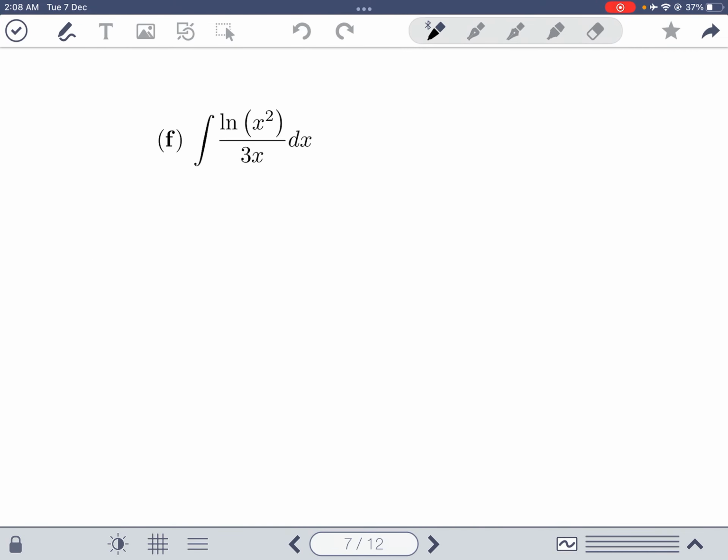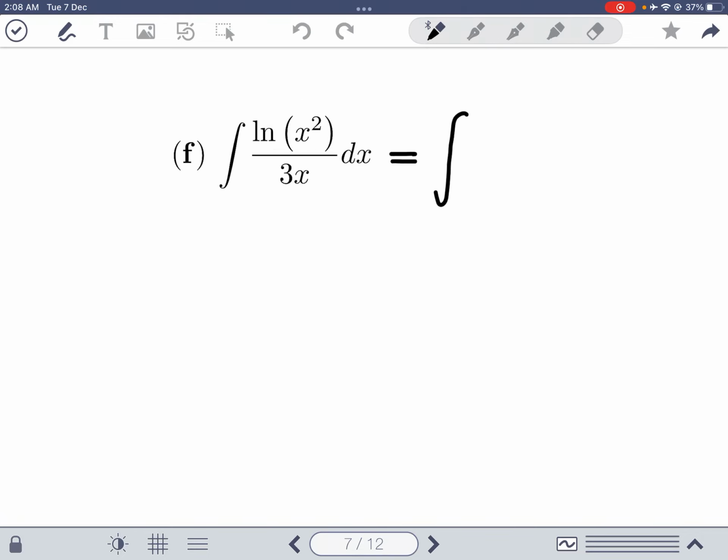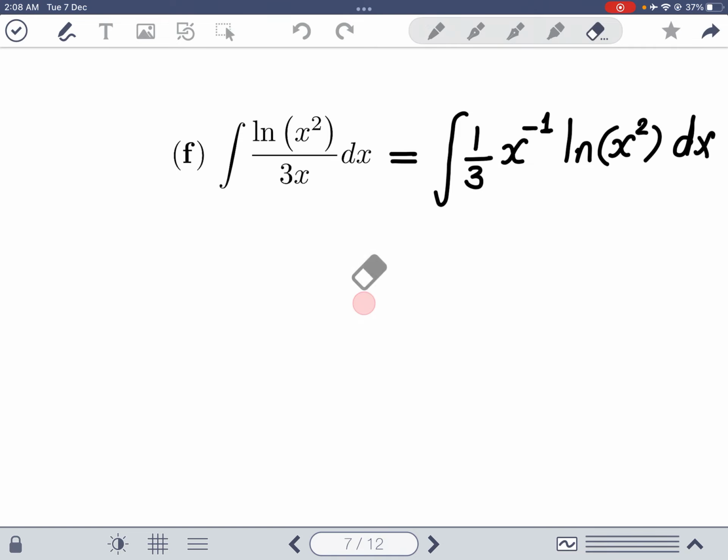So this finishes part E, and we have the last one now, part F. So let's see part F. Okay, part F also has a power function and a logarithm. Notice that you can write this as the integral of 1 over 3 x to the negative 1. It's important that you see what is the power of x that is multiplied by the log. Log of x squared.